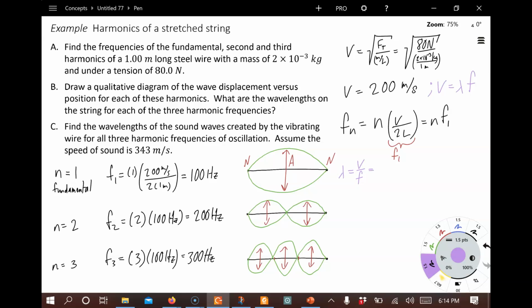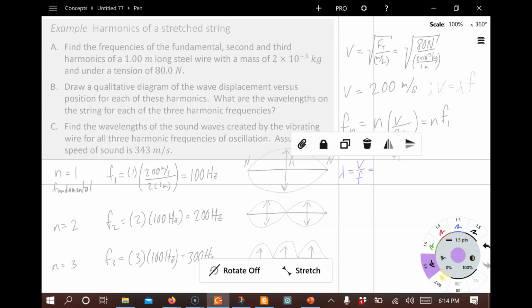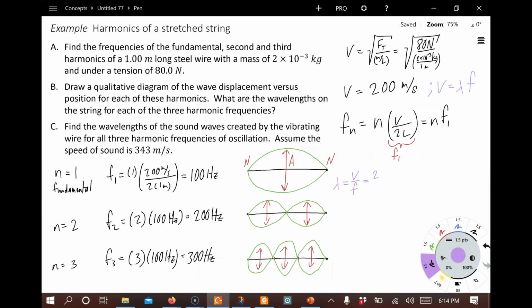So for the first one, we're going to go ahead and get a value of v here. The v is the same for all of them, of course, 200 meters per second divided by 100 hertz, or per second. That's going to give us a wavelength equal to 2 meters, as we just said. For the next one, we can use the same equation again. It's going to be 200 meters per second, this time divided by 200 hertz, and that's, of course, going to give us a 1 meter wavelength. You can see one wavelength is going to go the distance of the string, which is 1 meter.